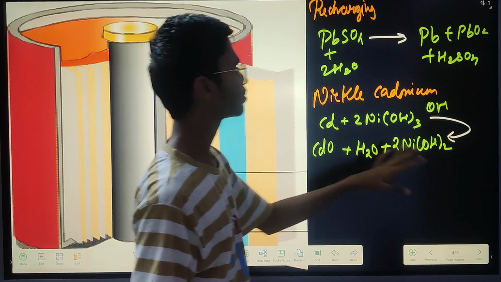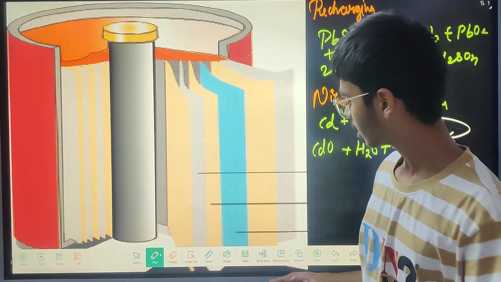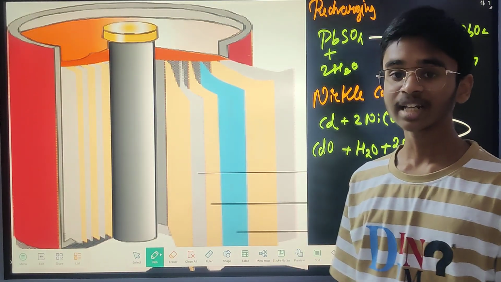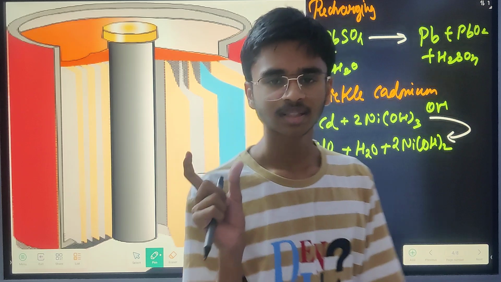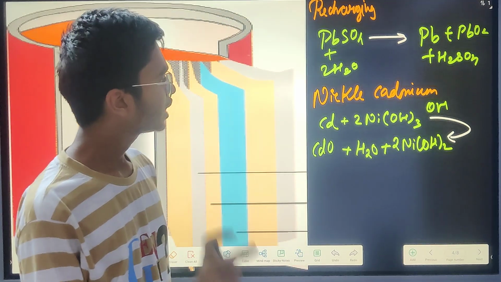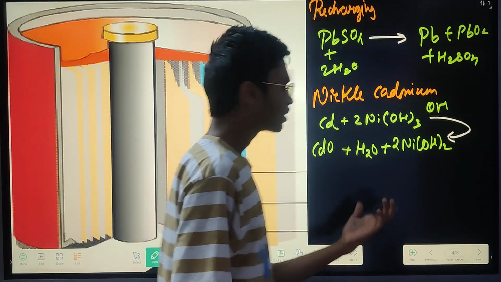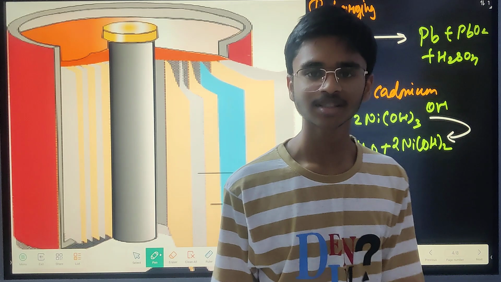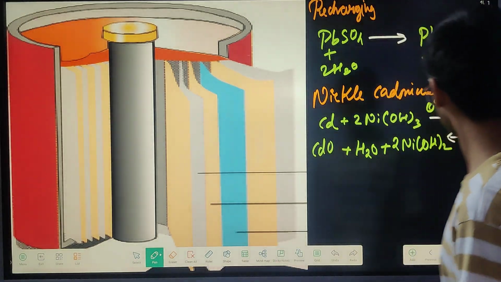This total mechanism can be confusing. That is why they haven't given us this total mechanism itself. Nickel cadmium is a very costly cell, and the mechanism is very complex. That is why they haven't given us the nickel cadmium cell's reaction. If it was very easy, we would have studied that also.